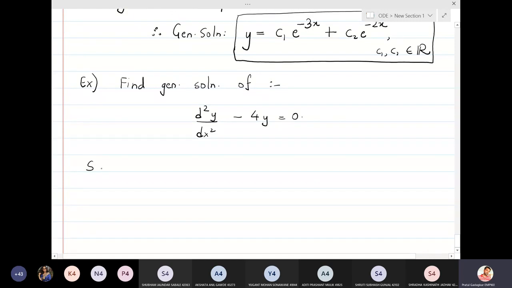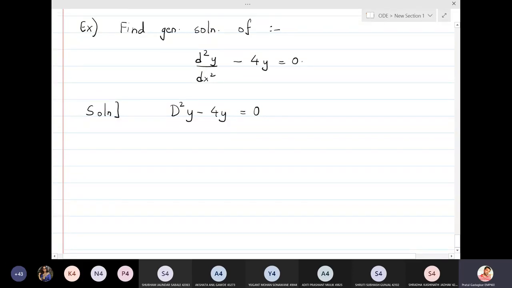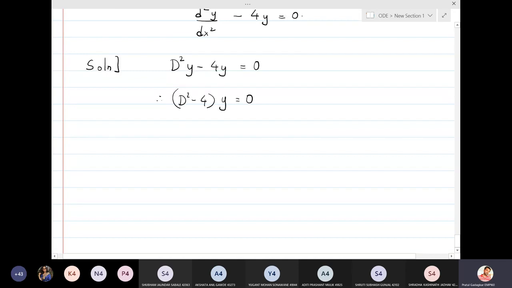So solution, what is the solution? I will first write it in terms of D square y minus 4y is equal to 0, and therefore I will get (D square minus 4) y is equal to 0, and what is this nothing but representing? f(D) y equal to 0, and what is f(m)? f(m) is m square minus 4.